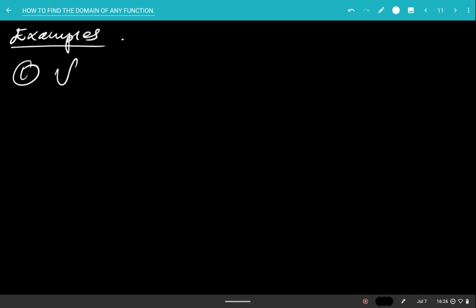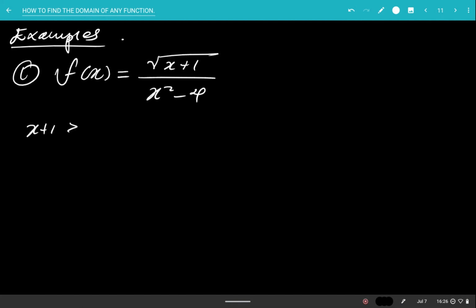Say you have a function f of x, and this function is equal to the root of x plus 1 over x squared minus 4. So I need to make sure that the radicand, which is x plus 1, is greater than or equal to 0. So this would be x being greater than or equal to minus 1. So I have that condition.